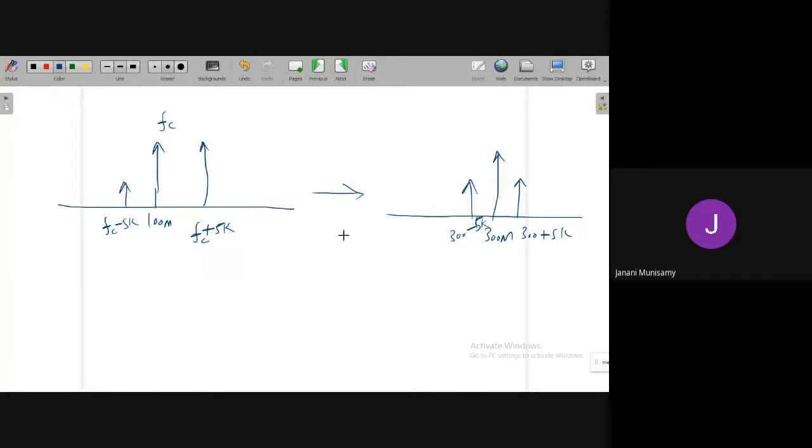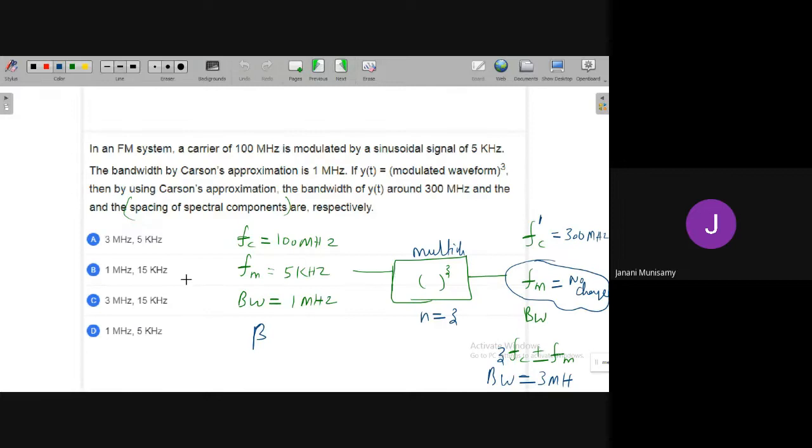But for bandwidth, if beta is here, then n times beta comes here. So mostly you can imagine bandwidth is directly proportional to beta. That means bandwidth also will become n times the bandwidth. So the answer is 3 megahertz, but only 5 kilohertz, not 15 kilohertz. 3 megahertz and 5 kilohertz is the answer.